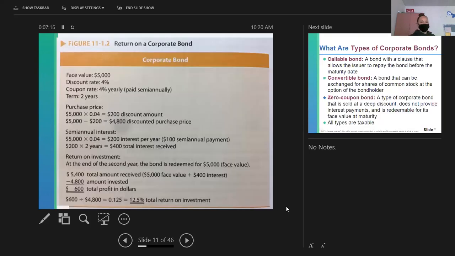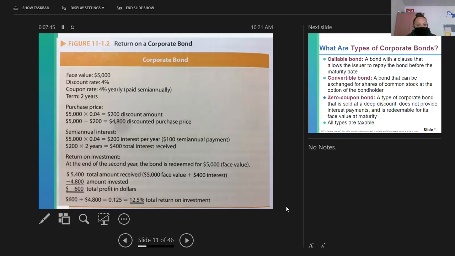So this is a corporate bond. The face value is $5,000. It has a discount rate of 4% and a coupon rate. Remember, the coupon rate is the fixed rate of interest paid semi-annually. The coupon rate here is 4% and the term is 2 years. So there's a 4% discount. $5,000 times 4%, you get a $200 discount, which means you buy this bond for $4,800.